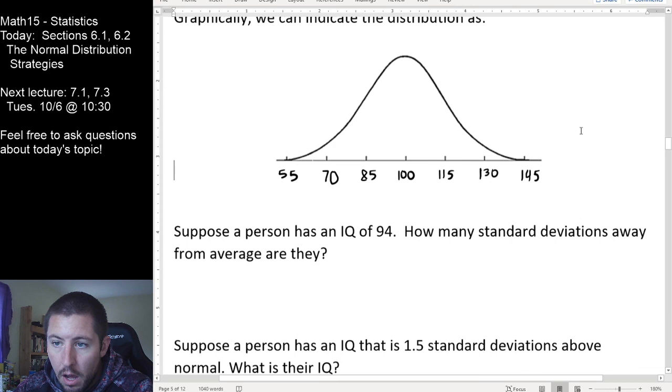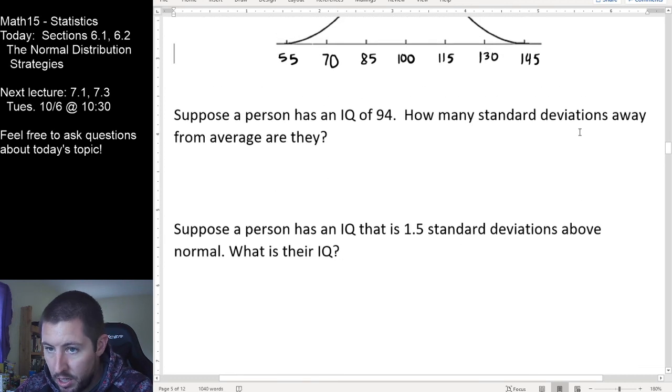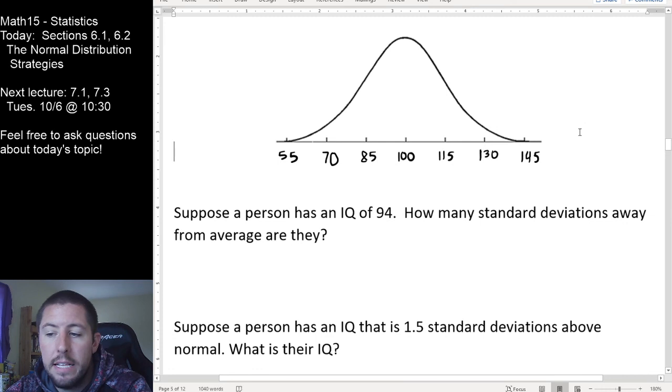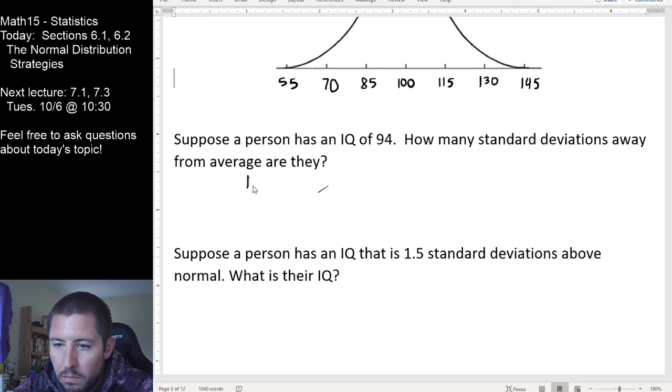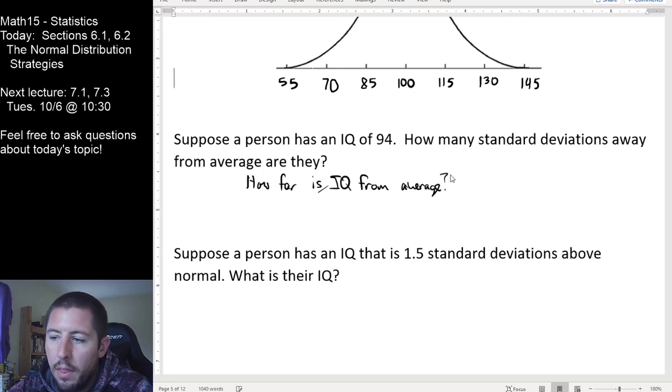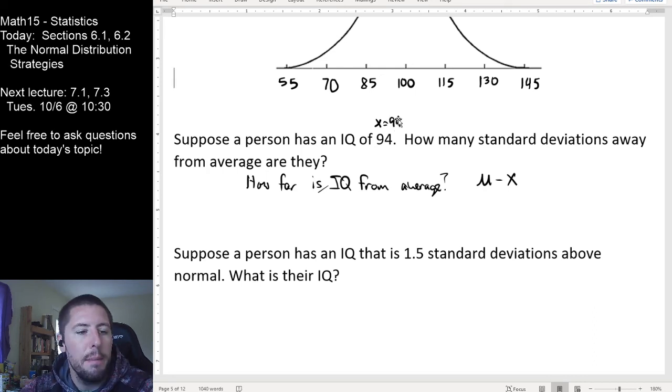For now, what I want to do is look at a couple computations that are associated with the standard deviation here. Suppose a person has an IQ of 94. How many standard deviations away from average are they? Well, let's first measure just how far their IQ is from average. And the way that I'm going to compute this is I'm going to do mu minus my x value of interest. So here, by the way, we're saying that our observation x is 94 in this case, the observed value.